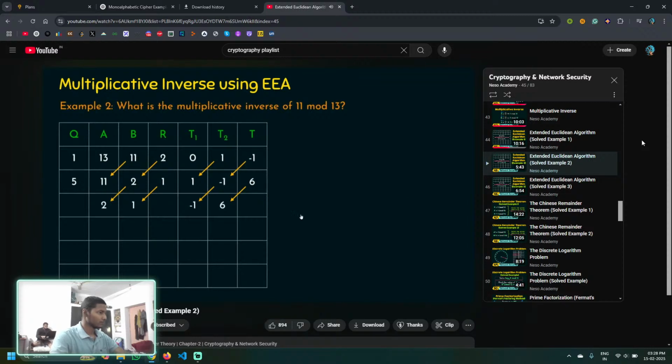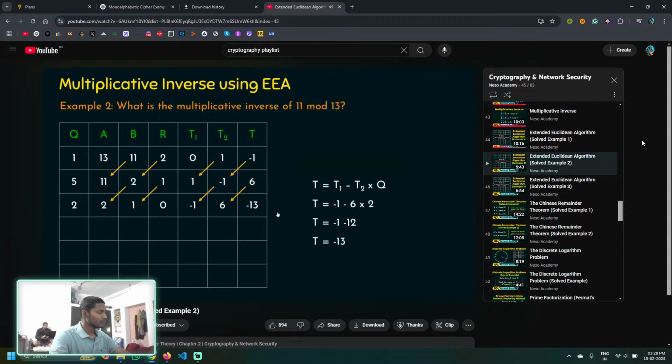Now what are we going to do? We are going to do the division operation. So we are going to perform 2 mod 1, right? When you perform 2 mod 1, you get 2 as the quotient and 0 as the remainder. Now calculate the value of t. So t is equal to t1 minus t2 into q. You know t1 is minus 1, t2 is 6, and q is 2. Just substitute the values and evaluate this. You get t is equal to minus 13.